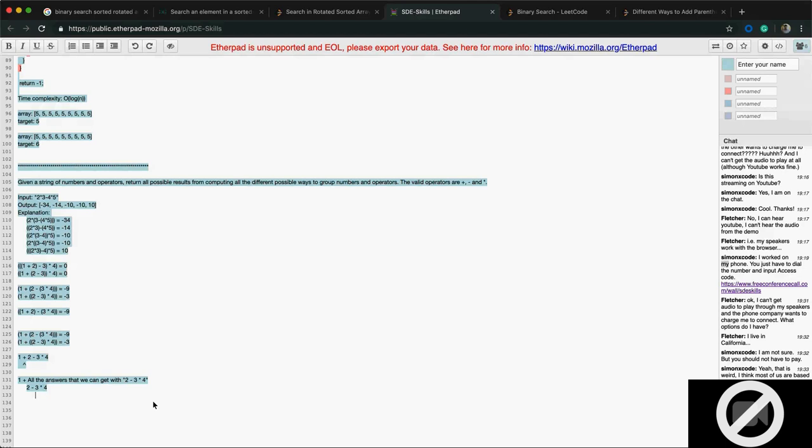2 minus, let me first copy that string. The first combination can be 3 into 4 and then including 2. The second combination can be 2 into 3, correct? And then we include 4. So these are the 2 combinations that we have. Correct? Any question on that?